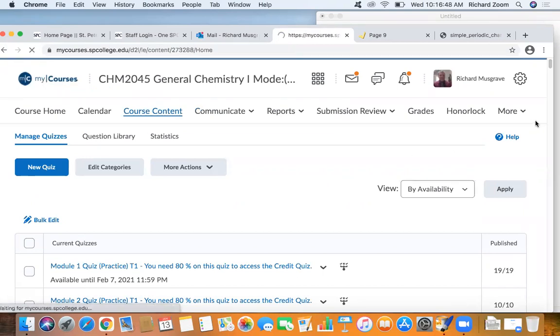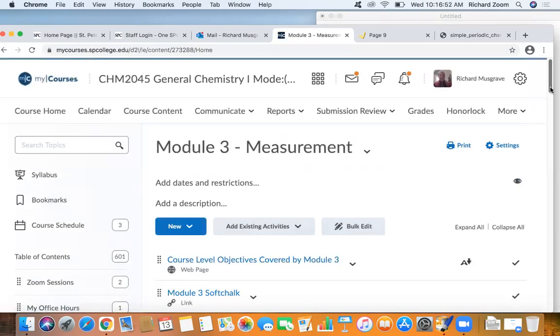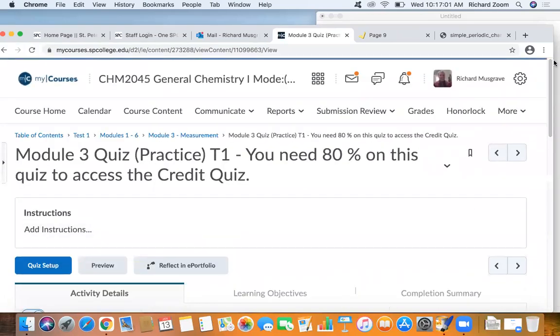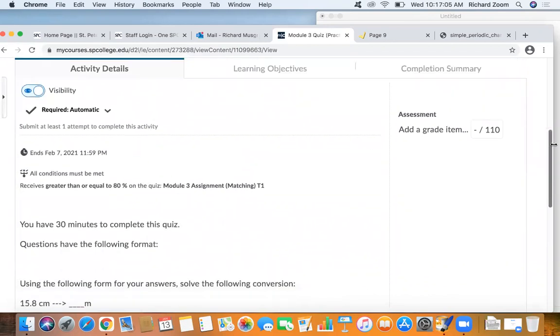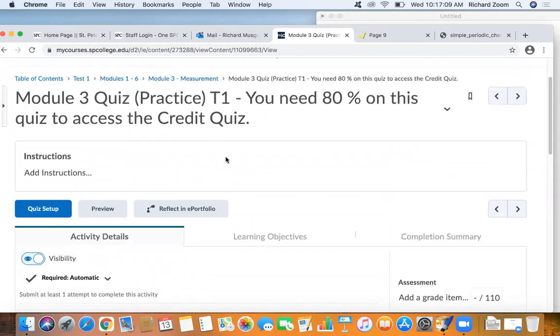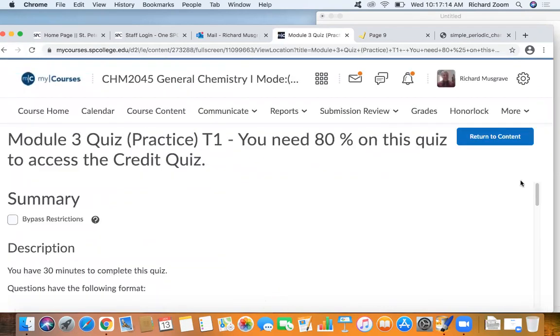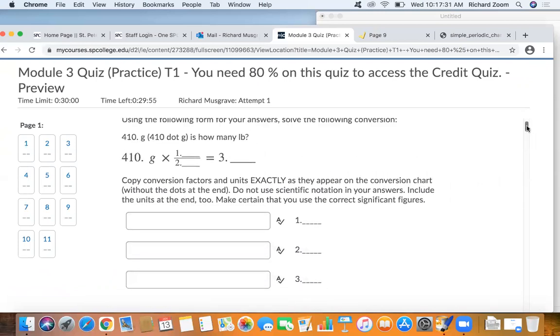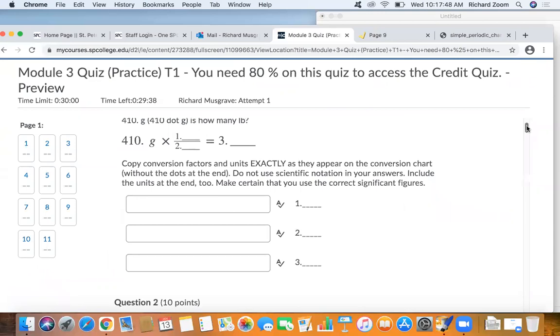Let's go back to course content. Now, let me show you what's going on with the practice. Now, the practice in every case is always the same formatting as the credit quiz. And what you're required to do here, instead of doing a matching type thing, it's going to be actually typing in the actual values. So you would type them in as they appear on the conversion chart and making sure that everything goes in the correct slot.